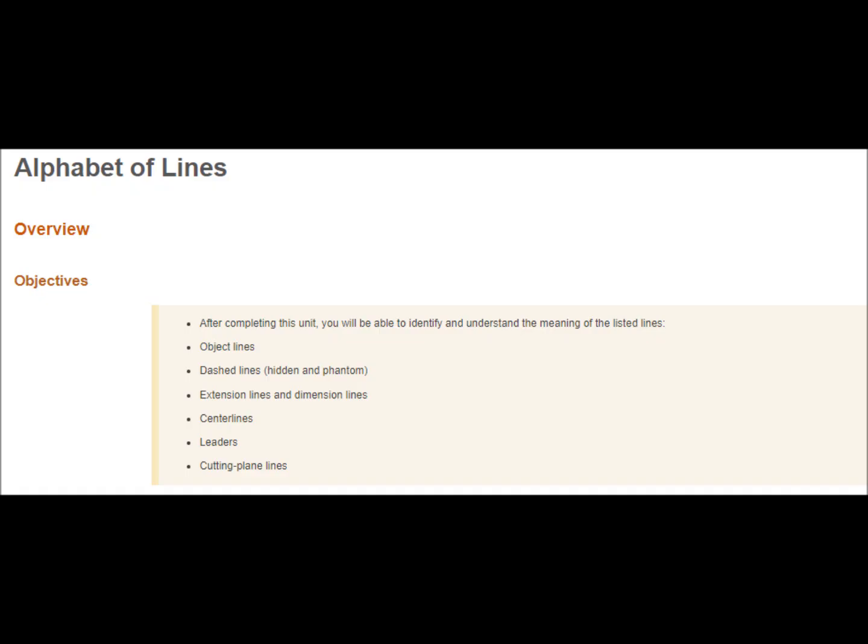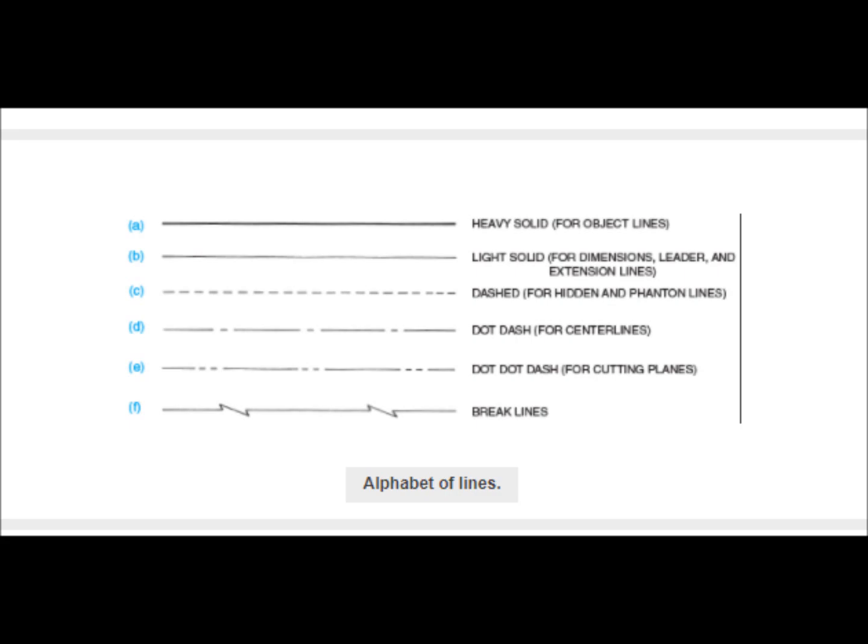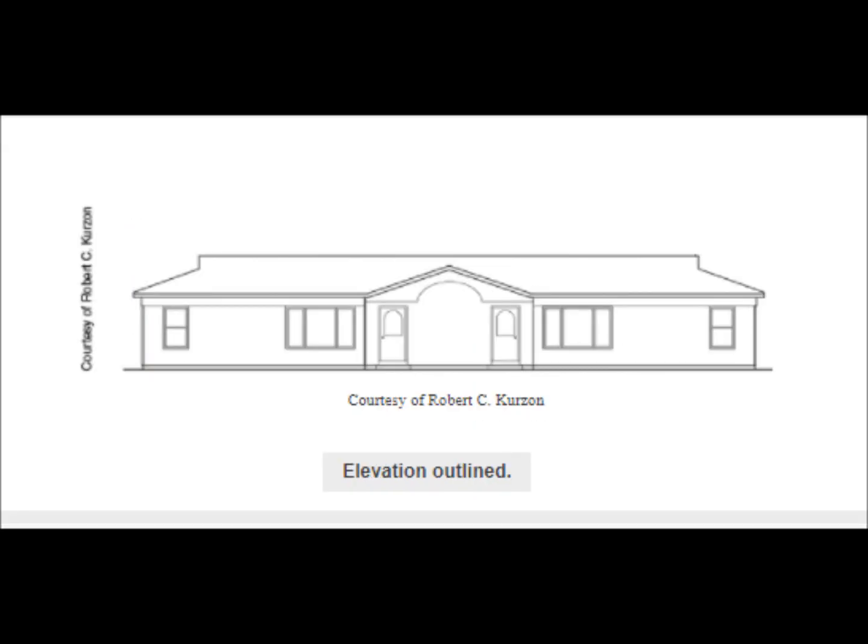The basis for any language is its alphabet. The English language uses an alphabet made up of 26 letters. Construction drawings use an alphabet of lines. The weight or thickness of lines is sometimes varied to show their relative importance. This difference in line weight sometimes helps distinguish the basic shape of an object from surface details.